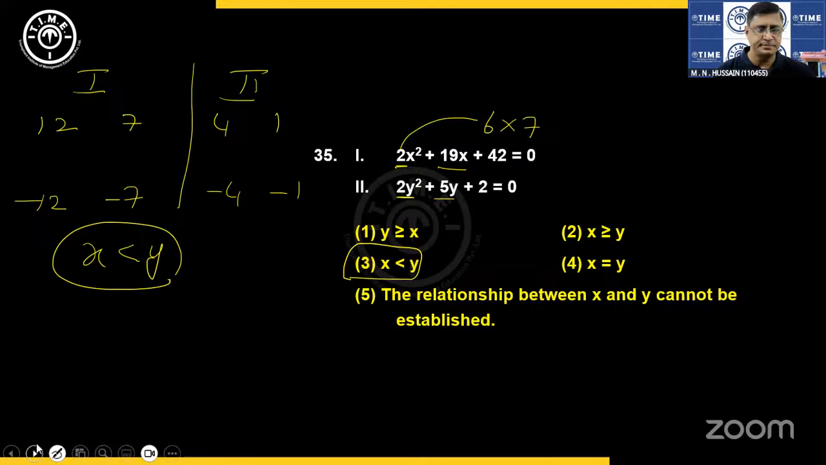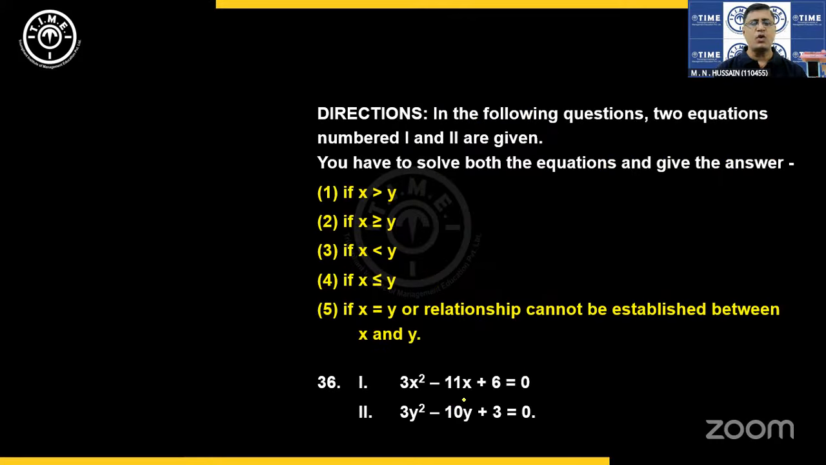Next. 3x square minus 11x plus 6 is equal to 0. 3y square minus 10y plus 3 is equal to 0. Now just find out the answer for this question. Six means 3 into 2. So 3 into 3, 9. 9 plus 2, that is 11. So minus 9 minus 2. So it will become 9 and 2, by 3. Here also by 3. 3 and 3 get cancelled.